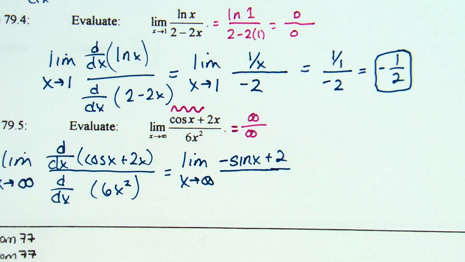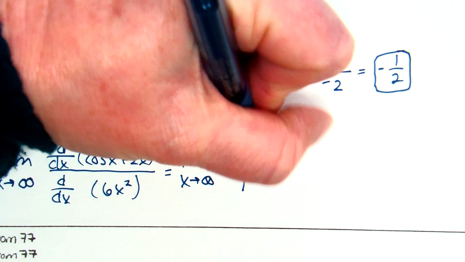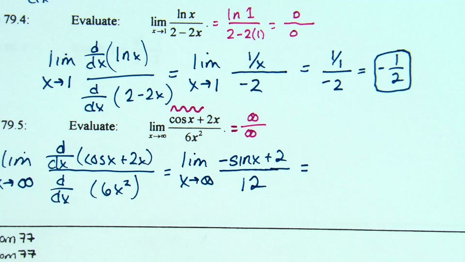And what's the derivative of 6x squared? 12x. Okay. Whoops. 12x. I said 12x. You guys said 12x, but I still only wrote 12.